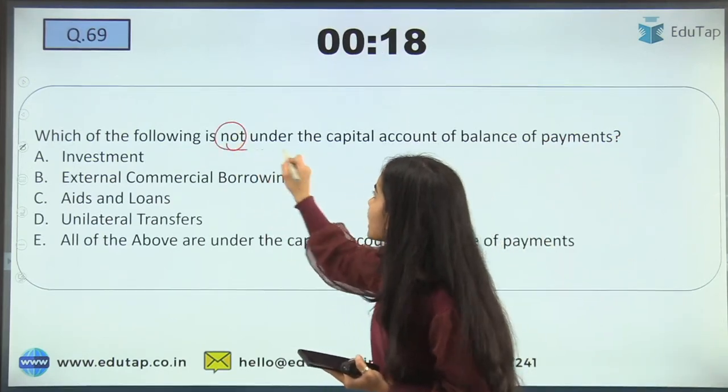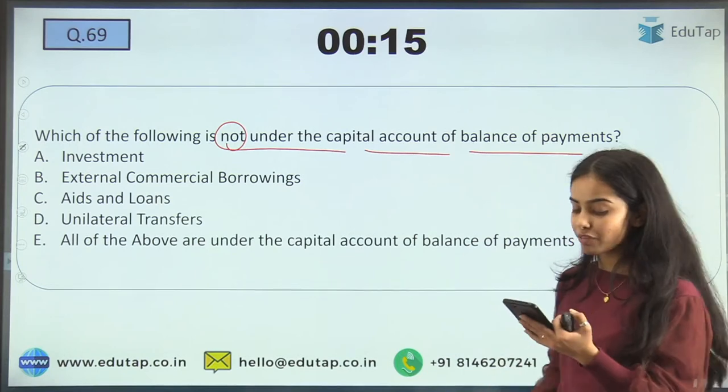Which of the following is not under the capital account of balance of payments? Try to give the right answer of this one.